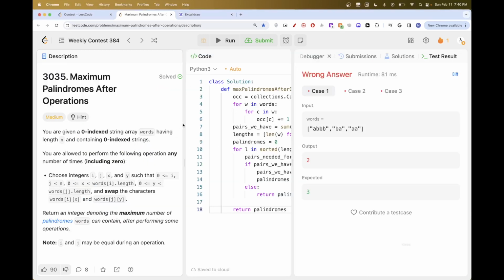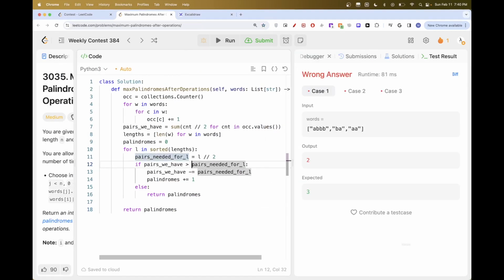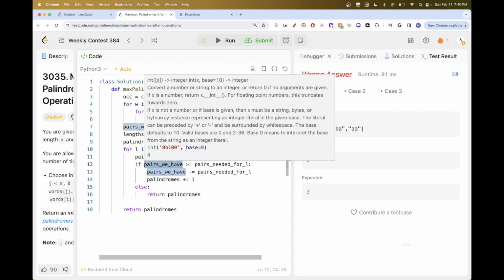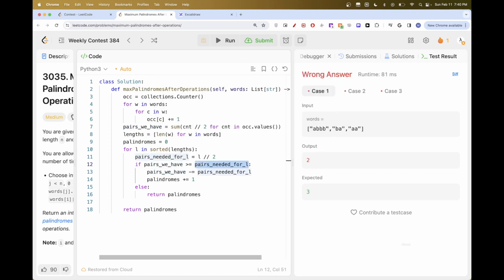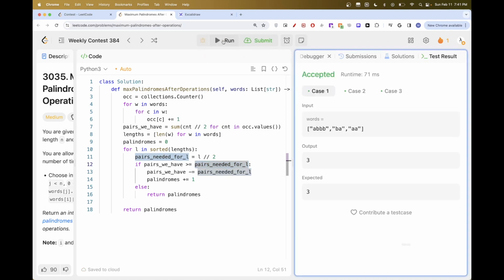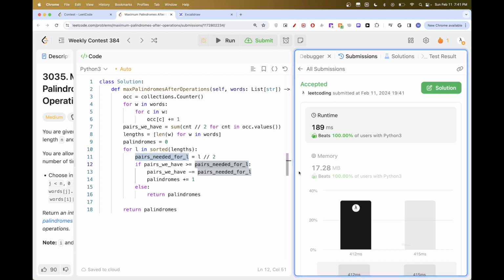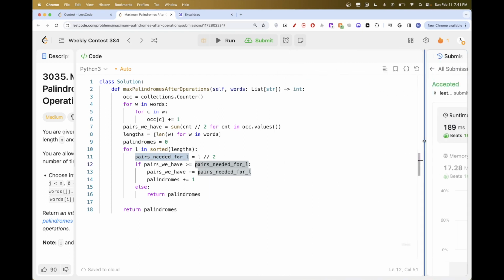Actually, I made a small error here. We need equal, right? Because if what we have is exactly equal to what's remaining, basically exactly equal to what's needed, then we can still do it, right? And so in that case, let's run this. Looks good. Let's submit. And that gets accepted, okay? And that's pretty much it, actually.